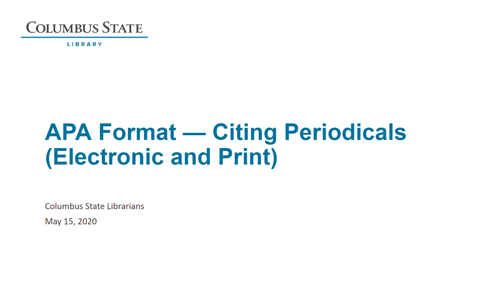When using APA format for a paper or project, you'll be required to cite the original sources of any outside information you include. This is to give credit to the original authors and to avoid plagiarism. In this video, we'll discuss how to write citations for periodicals, that is to say, journals, magazines, and newspapers in print and online form from the library's databases.